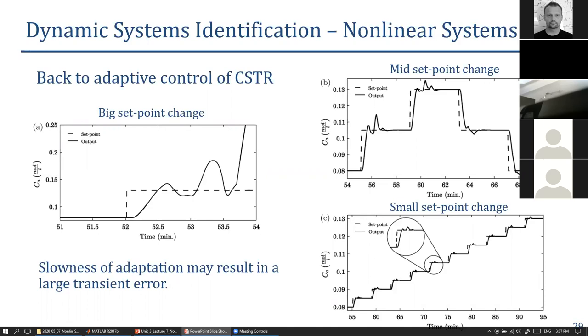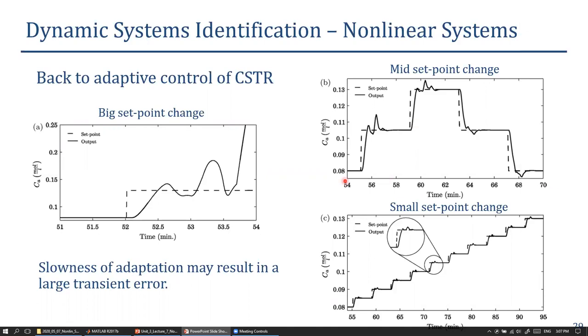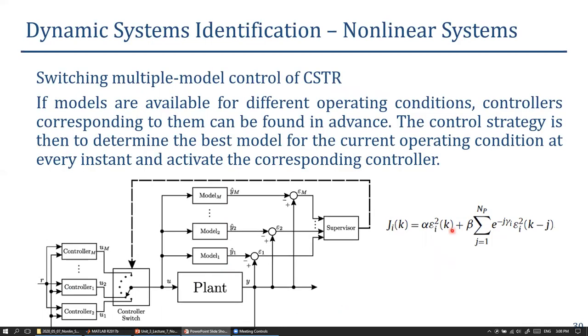Now, one of the strategies would be, for example, that we identify one model for the low operating region, one in the middle, and one for the high operating region, and that we remember those models and the controllers. So we put them in some sort of database. And when the system comes to that particular operating point, we switch in the appropriate model and the appropriate controller. A strategy like that is shown here.